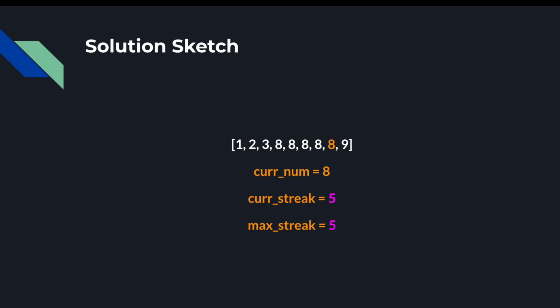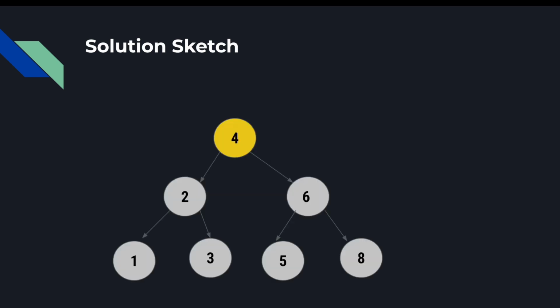When we reach the 9, we reset the current streak to 1 because there has only been one occurrence of 9, but our maximum streak is still 5, so in the end, we'll return the number that was associated with the maximum streak. In this case, that's 8. Now recall that an in-order traversal is one that gives us the values of the nodes in order, assuming that the BST is sorted in the way that was described in the problem description. So basically, by doing an in-order traversal, we are doing the equivalent of iterating through a sorted array.